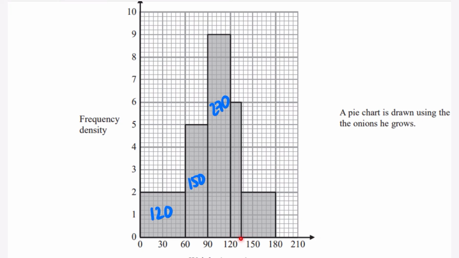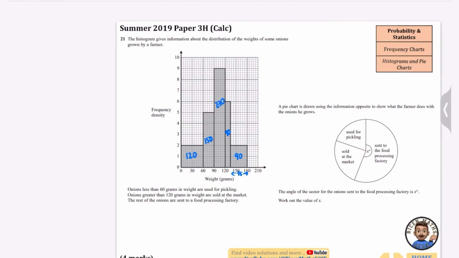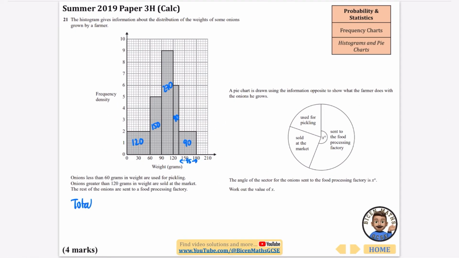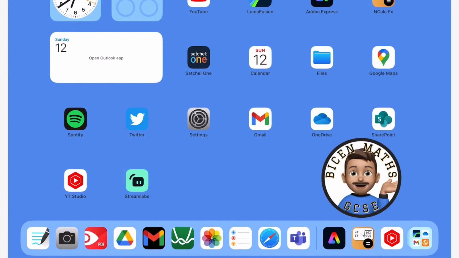Then this last part, this looks like it's halfway between 120 and 150, that's going to be a gap, because this bit is 30. This is going to be a 15, so it's 15 times 6. And 15 times 6 is 90. So this one is 90. And then our last one, that's going from 135 to 180. So that's a 45 class width along here, and it's multiplying by 2. So that is also a 90. So the total of the onions is going to be 120 plus 150 plus 270 plus 90, which is 720.